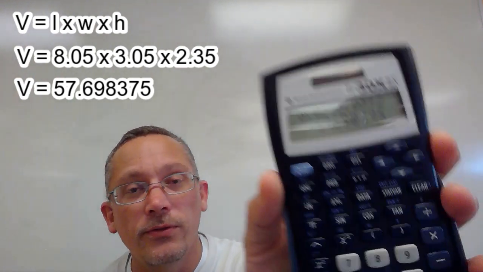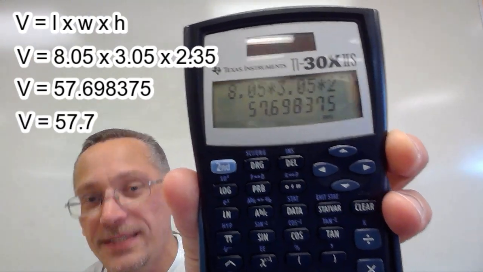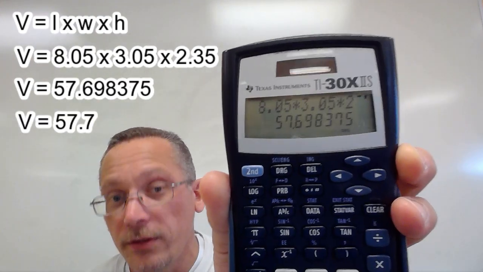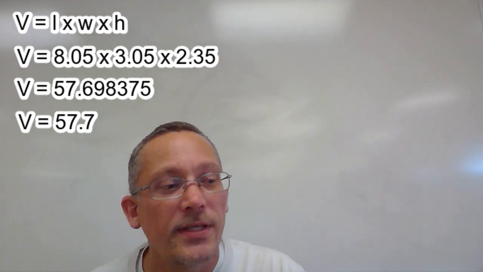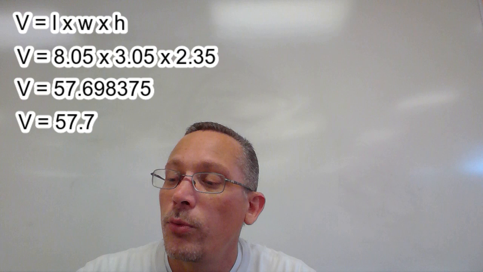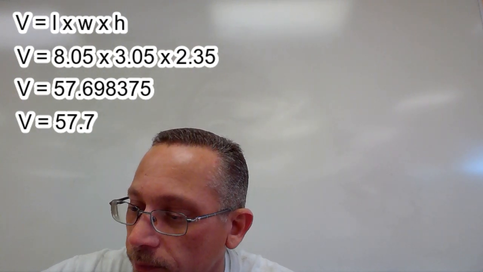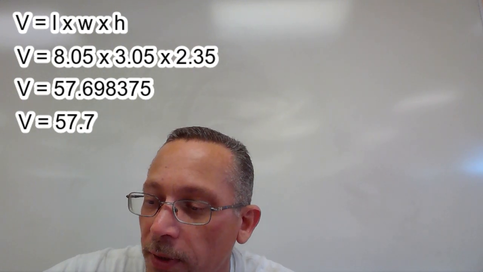So I'm going to round this to 57.7. That 6 right there is the 3rd significant digit. And because the next digit's a 9, it'll go up to a 7. So 57.7 cubic centimeters.